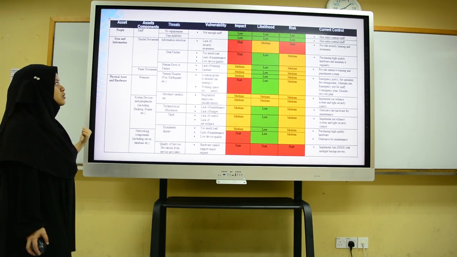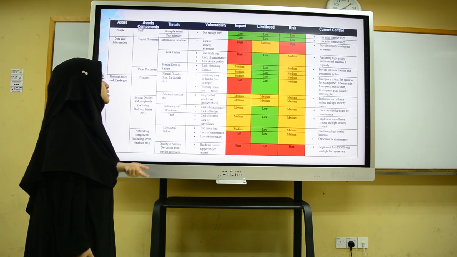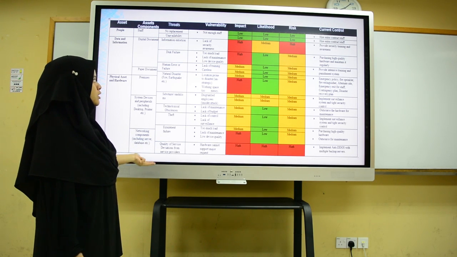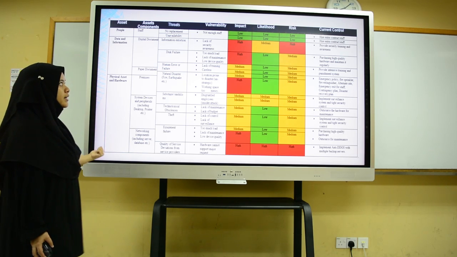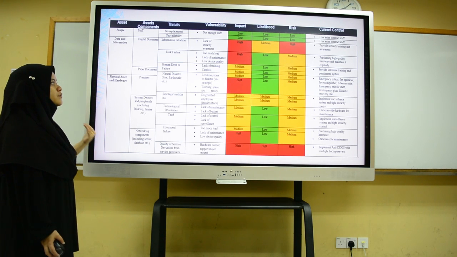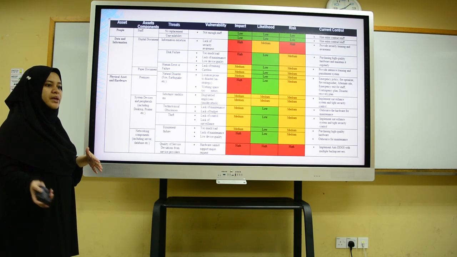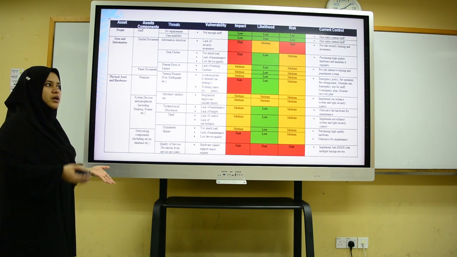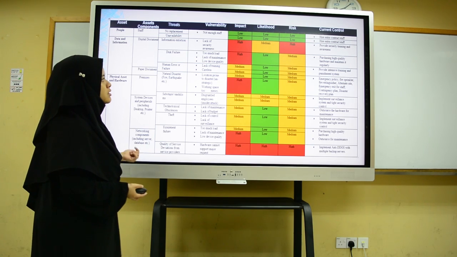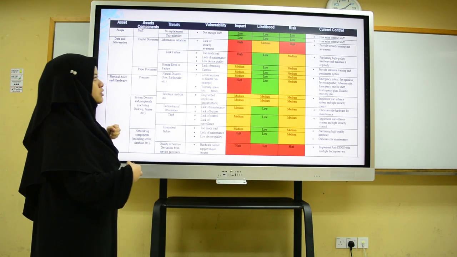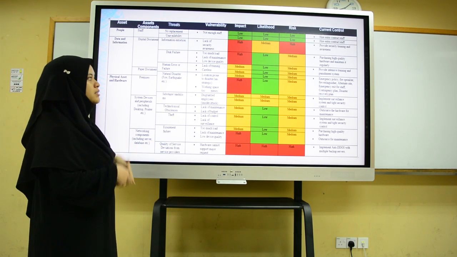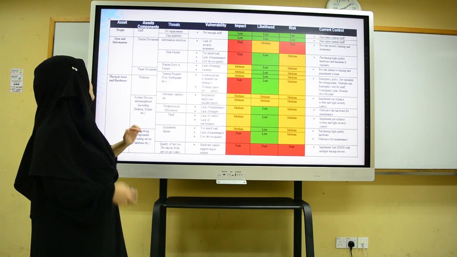For system failure, which is too much load, lack of maintenance, or low device quality, the impact is also high, but the likelihood is low because UniKL has third parties or vendors to maintain every disk and every hardware in UniKL, and the risk is medium. The current control is purchasing high quality hardware and maintaining it regularly.